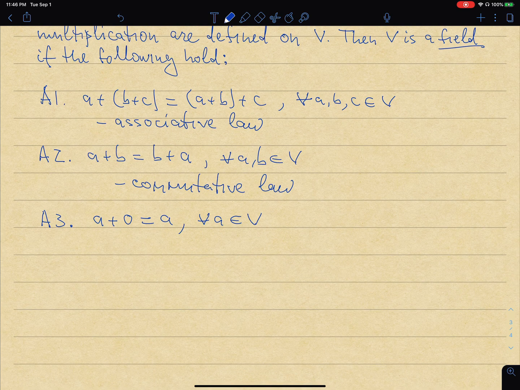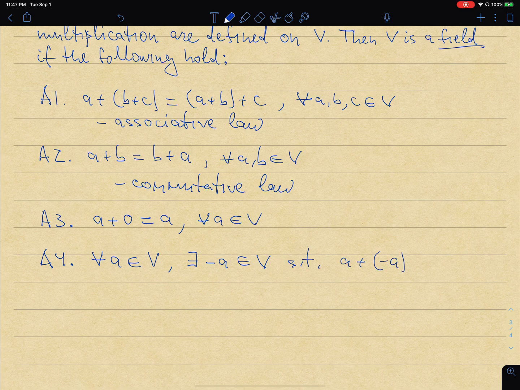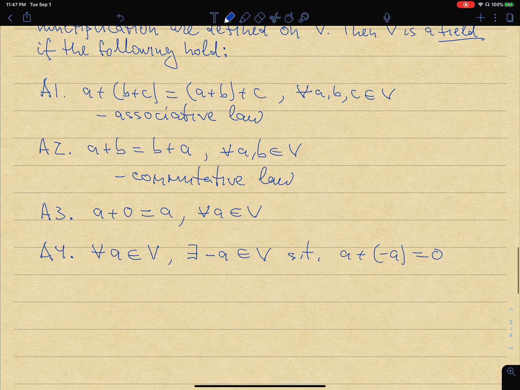Okay, fine. What else? I will need to define addition, define subtraction. How can I do that? I can introduce a property A4: for every A in V, there exists minus A also in V, such that if I add A and minus A, I'm going to get 0. Right, so that's existence of the inverse.